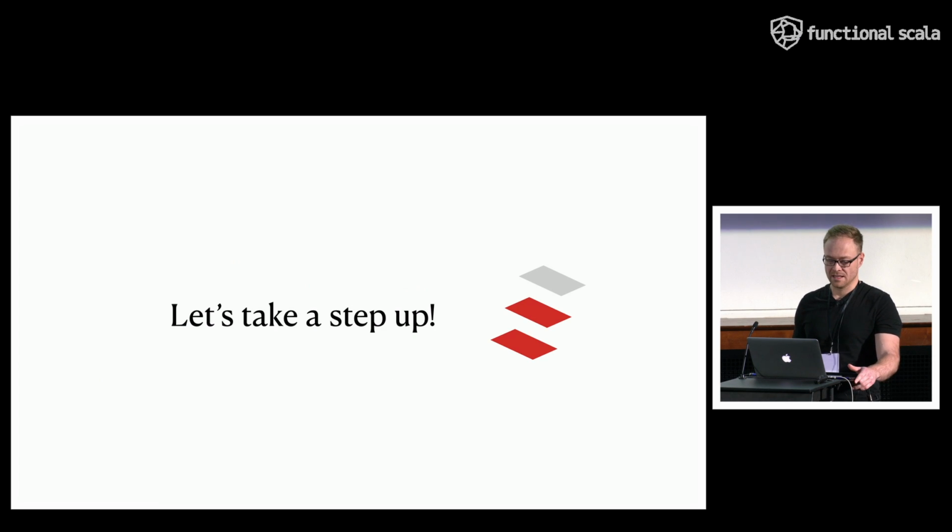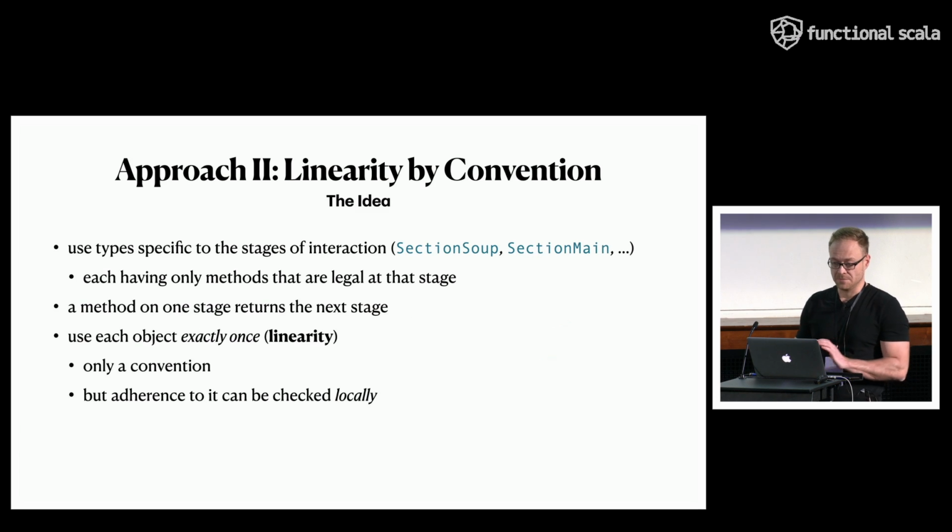So let's take a step that will move us in the right direction. Let's split up the session interface into multiple types, each corresponding to a stage of interaction, and each having only the relevant methods. Each method on an object of a stage will return the next stage, at which point the original stage is considered consumed and can no longer be used. It's a property also known as linearity.